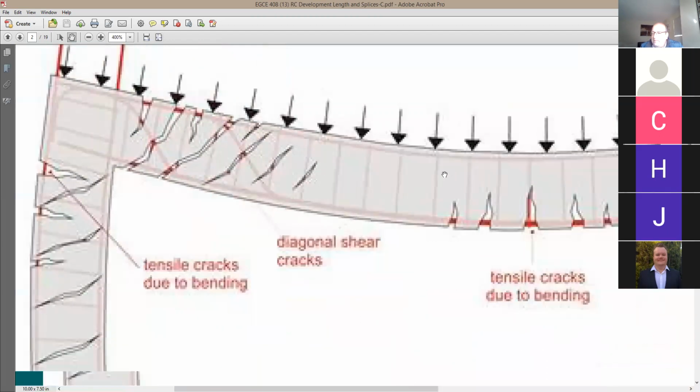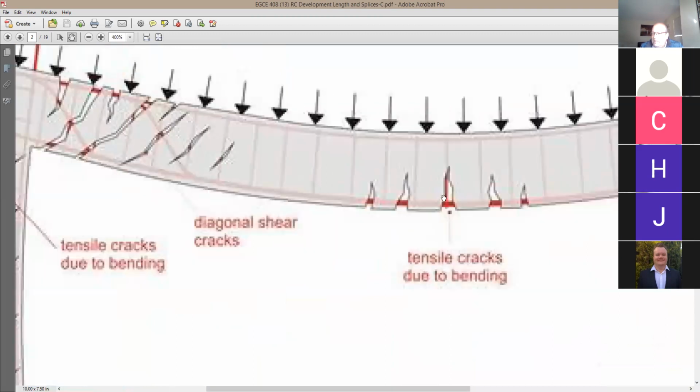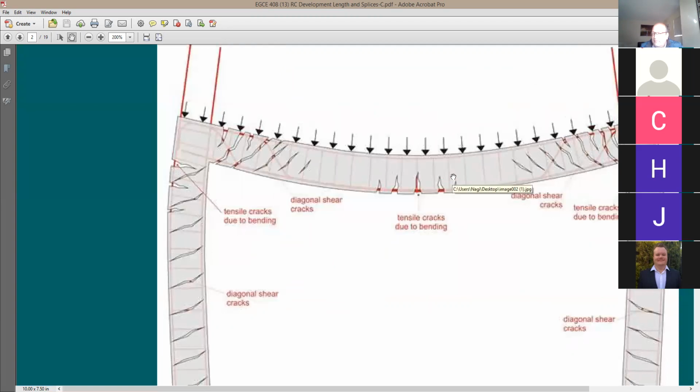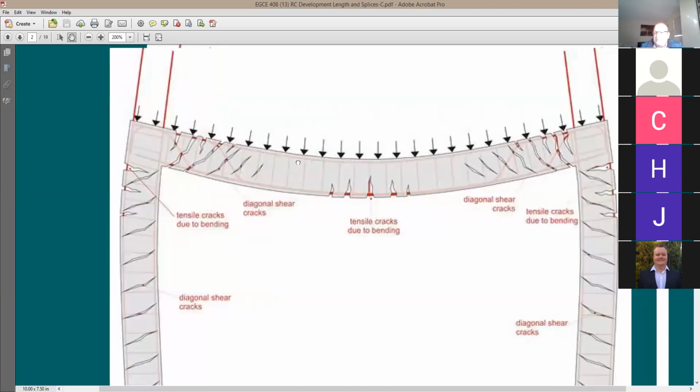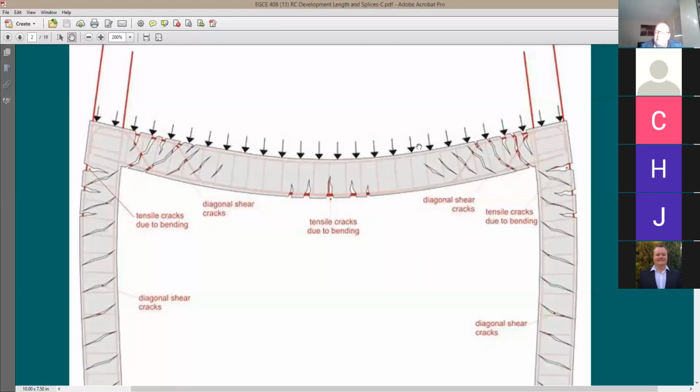These cracks in the middle of the beam, we're going to call flexure cracks. This is going to be due to moment. These cracks on the top of the beam right here at the end are going to be also flexure cracks. These diagonal cracks that go at 45 degrees are going to be shear cracks. And of course, we have symmetry here.